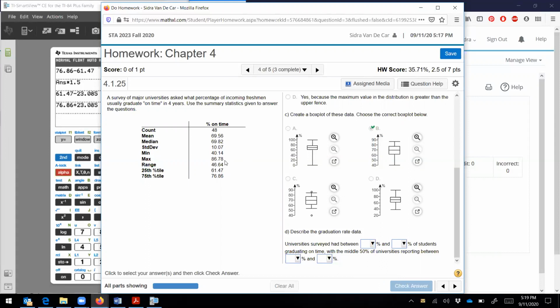Oh, I'm sorry. The min and max is what we're going between, 40.14 and 86.78. Once we read the question, it makes more sense. Students graduating on time, with the middle 50% of universities reporting between, those would be the quartiles, 61.47 and 76.86.